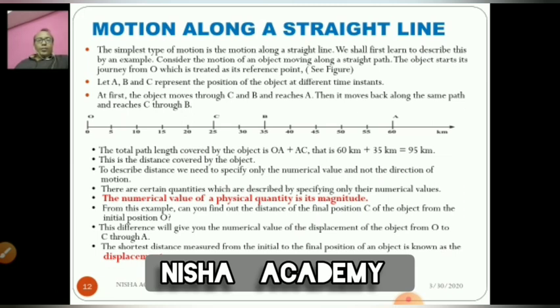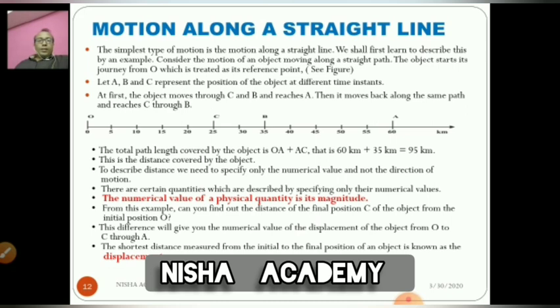At first, the object starts moving from the origin, moves through C and B and reaches A, and then it moves back along the same path and reaches C through B. So, the total distance the object has covered is from O to A, that is 60 kilometers, and from A to C on the backward path, that is 35 kilometers. So, the total distance travelled by the object becomes 95 kilometers.